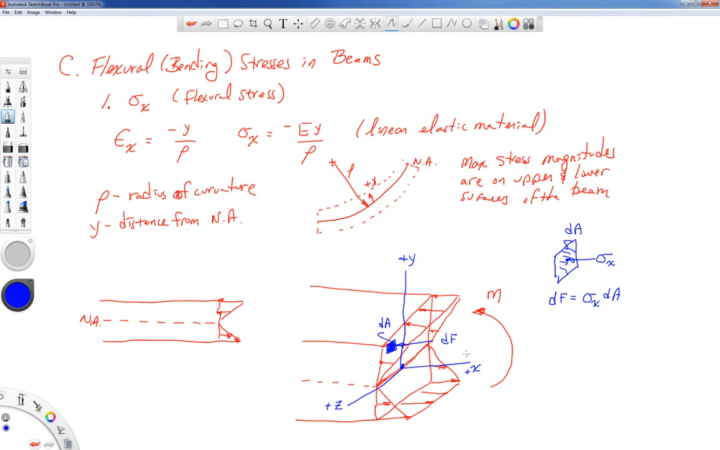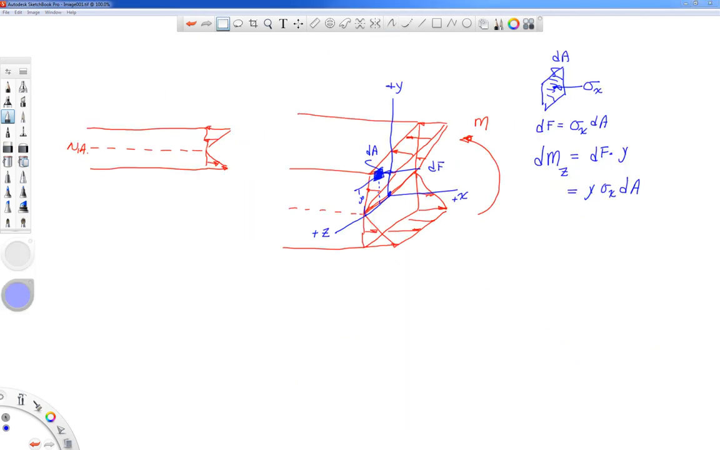In addition to the force, that also causes a bending moment about the z-axis. Now, if we go upward from the z-axis to that point, that's a y distance. So a little bit of bending moment about the z-axis is going to be equal to the force times the moment arm distance y, which we can write as y times sigma x dA. I just scooted that up a little bit, made a little bit more room.